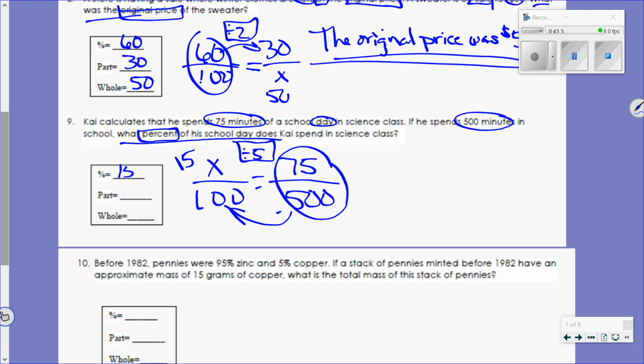So that is, and here's another key, don't forget to put the percent sign on that. So it's 15%. My part was 75. My whole is 500. So he spends 15% of his day in science.